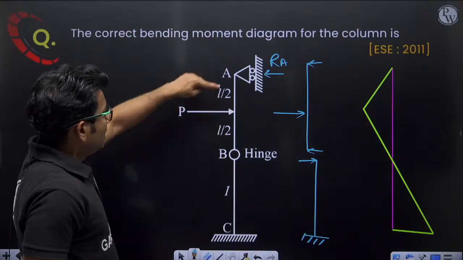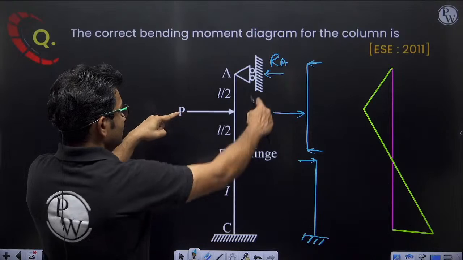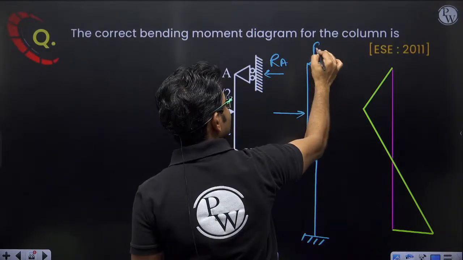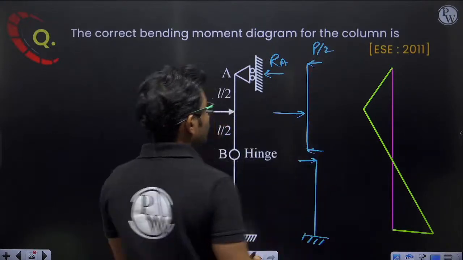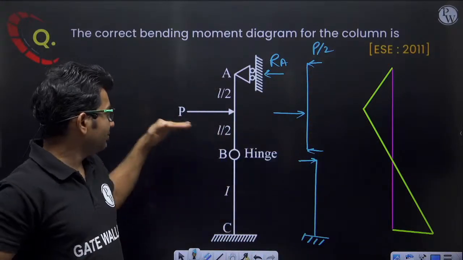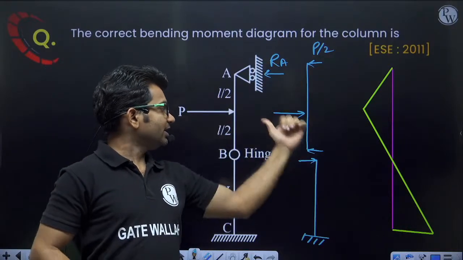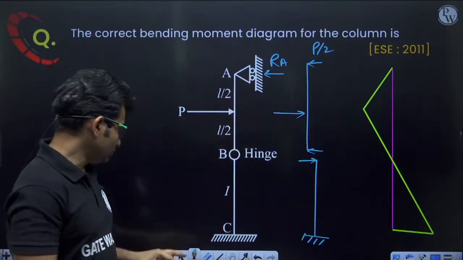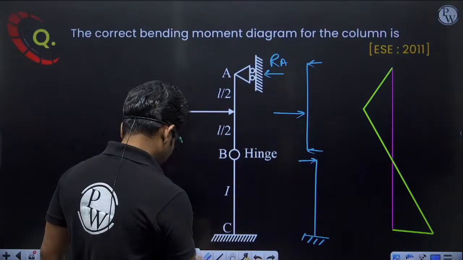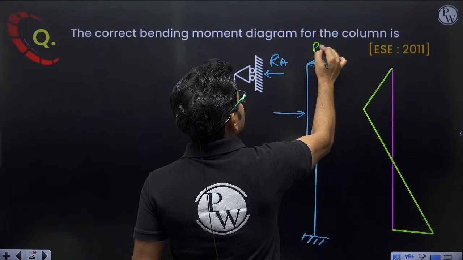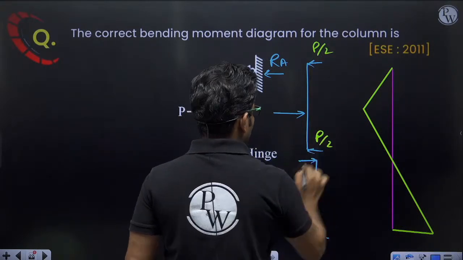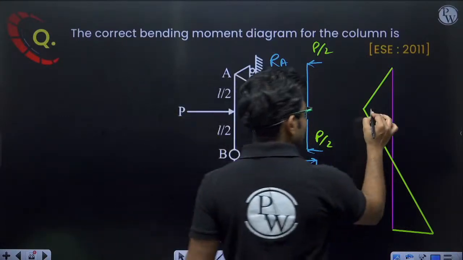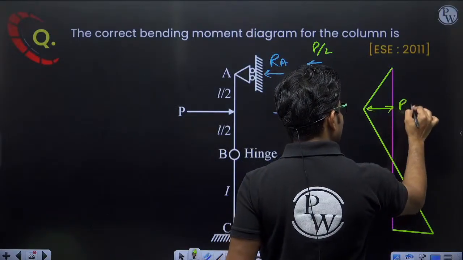Here the value will be P by 2, here P by 2. So this will be P by 2 and P by 2. Why is this P by 2? Because the P load is acting here, and here we will be having equal reactions. These are the support reactions. So what will be the value of bending moment here? The value of bending moment will be PL by 4.